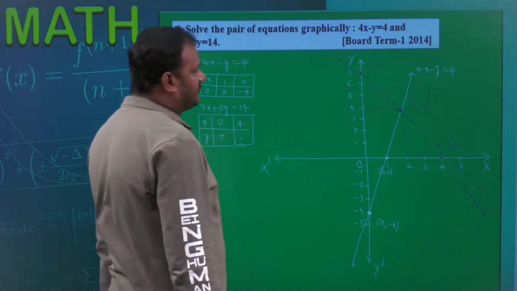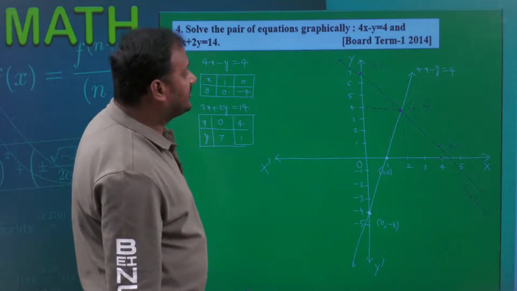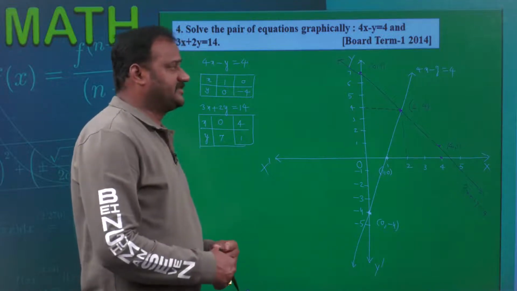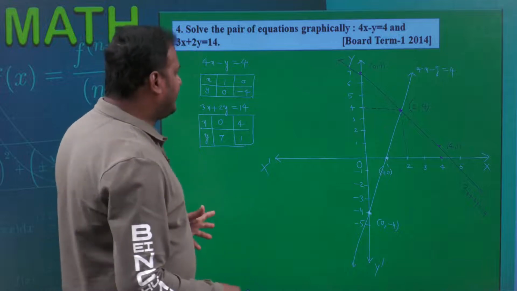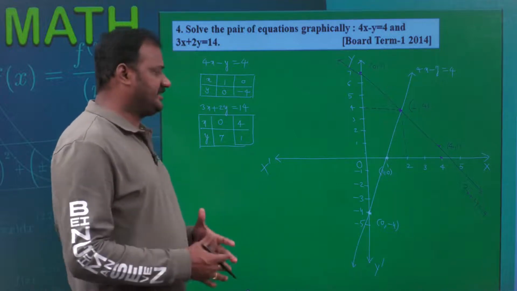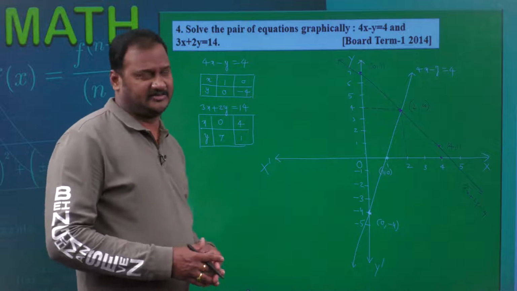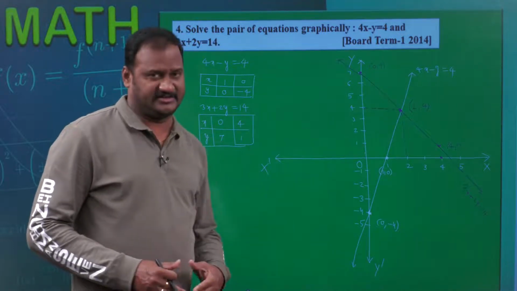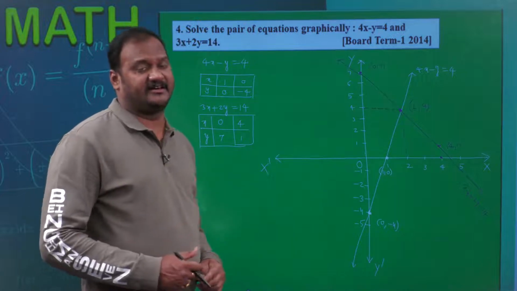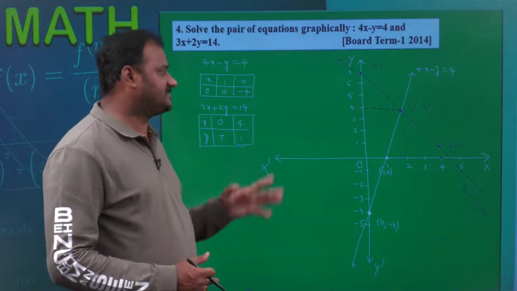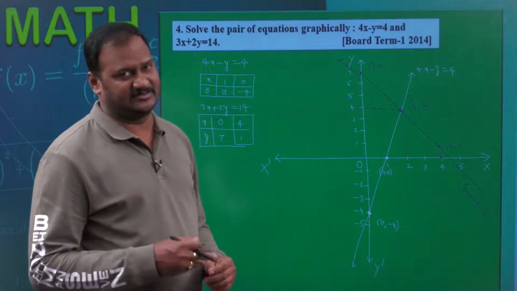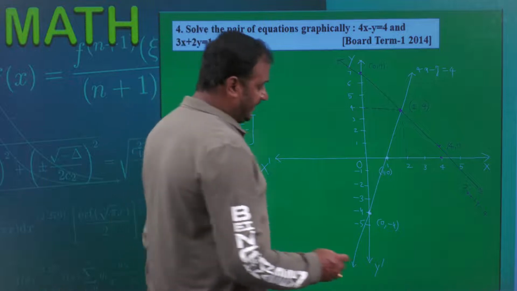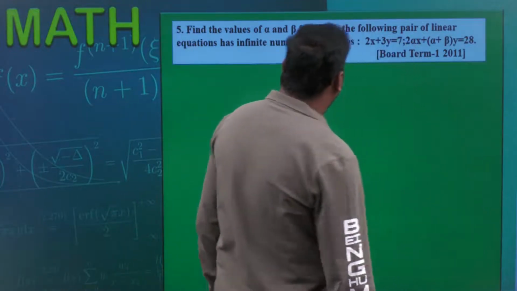So 2, comma 4 is the unique common solution for both the two lines, 3x plus 2y equal to 14 and 4x minus y equal to 4. Using the graphical method of solving the problems, we can easily identify this particular point on the graph sheet as per our scale taken on the x-axis and y-axis. This is one of the best methods, but it takes a little more time to do everything on the graph sheet. Hope you understand? Right. Moving on to the next problem.